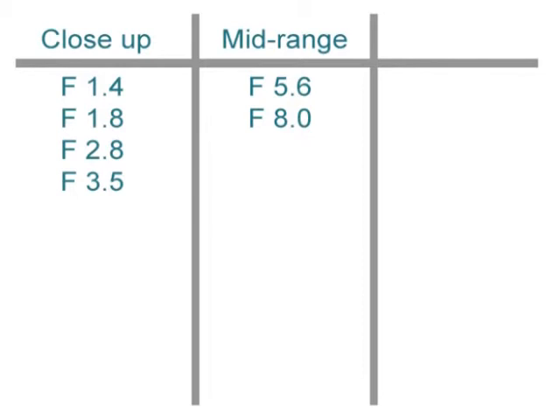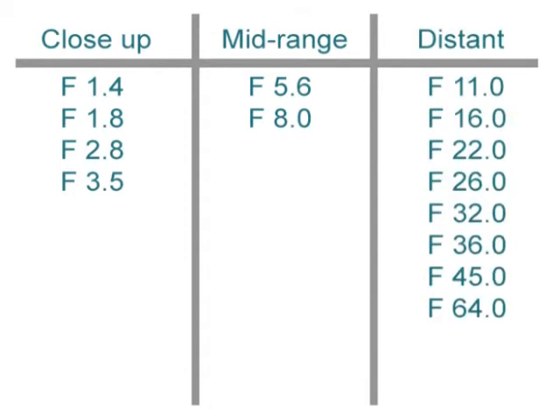The second category would be F5.6 and F8.0. I would use these for portrait photography or mid-depth of field photography, which can be quite general. The third category will run from F11.0, F16.0, F22.0, F26.0, F32.0, F36.0, F45.0 and F64.0. This last category is used for distance or far away photography, whether that's landscapes, seascapes, cityscapes, starscapes, etc.